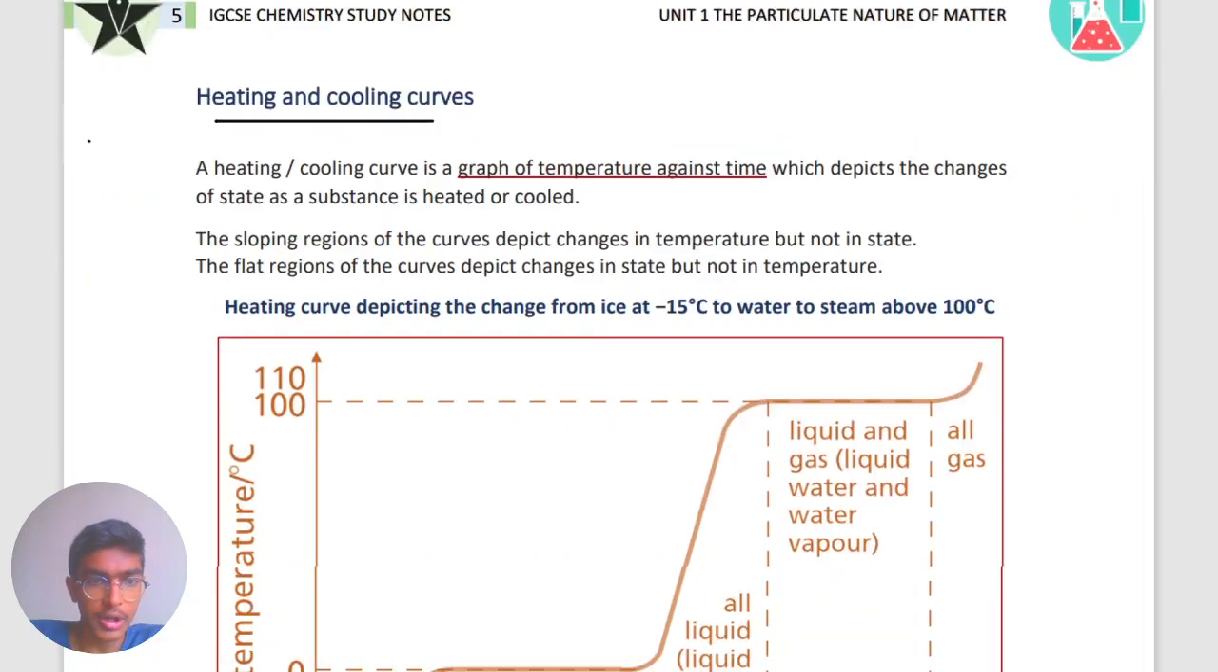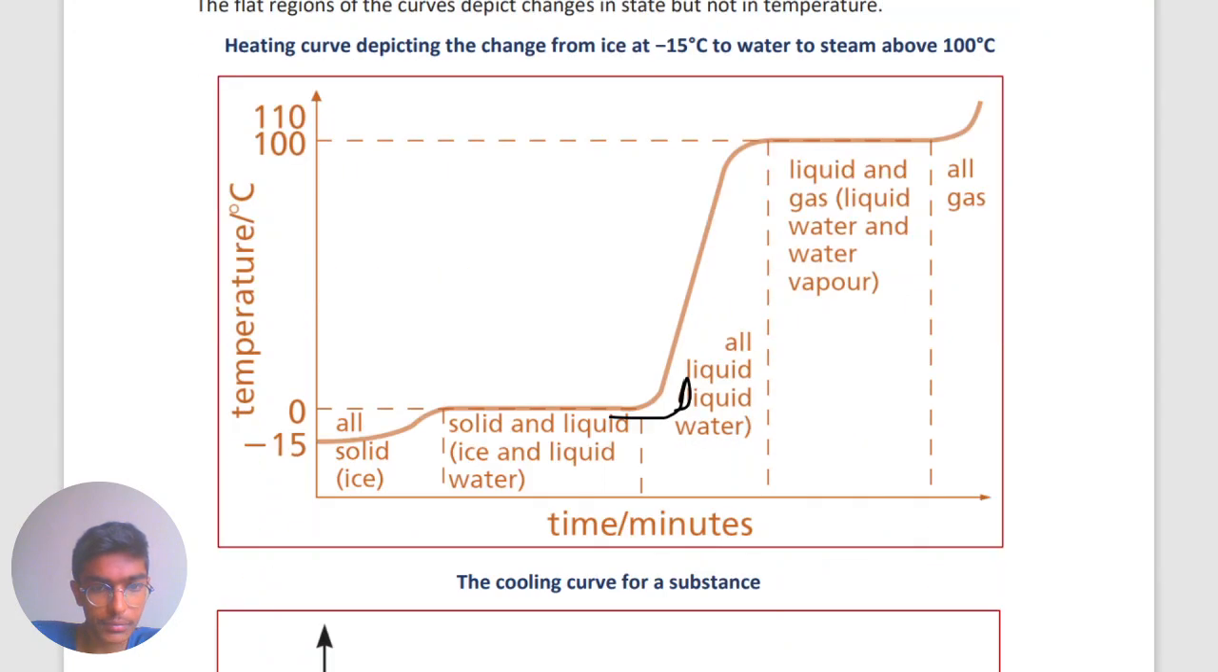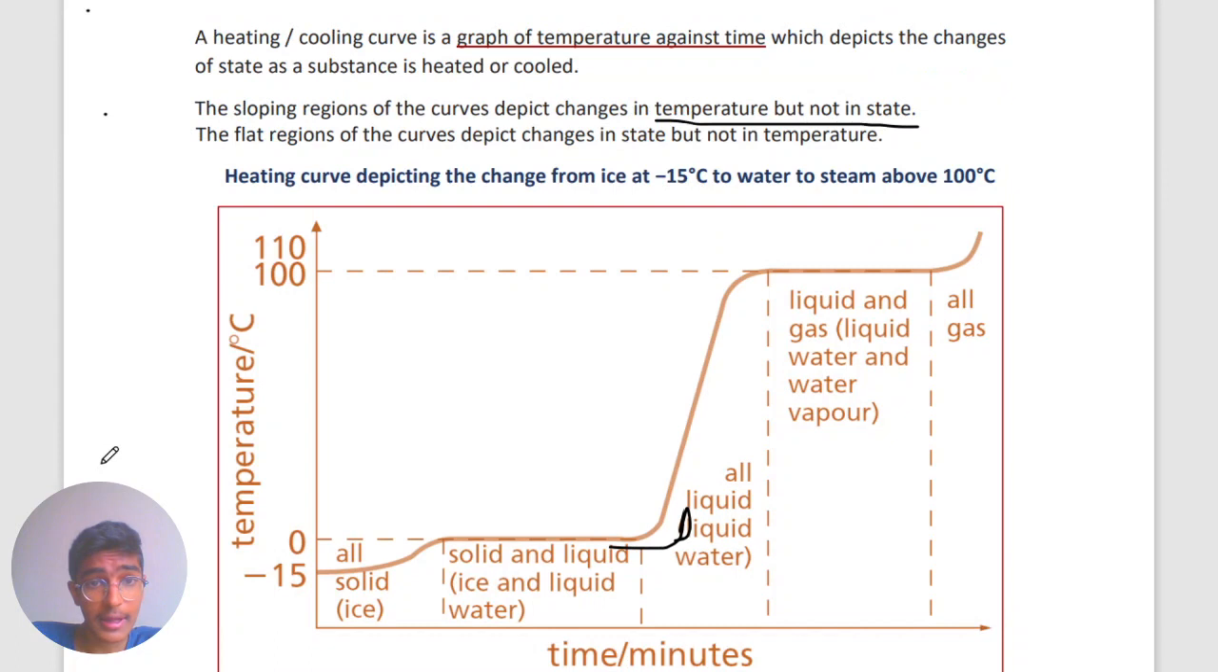So here it's saying the sloping regions of a curve depict a change in temperature but not in state. So this sort of sloping region right here will change in temperature but not in state. And the flat regions right here basically say that there's a change in state but not in temperature. Quite self-explanatory: when it's sloping there's a change in temperature, but when it's a straight line, the temperature is the same, but there's a change in time.